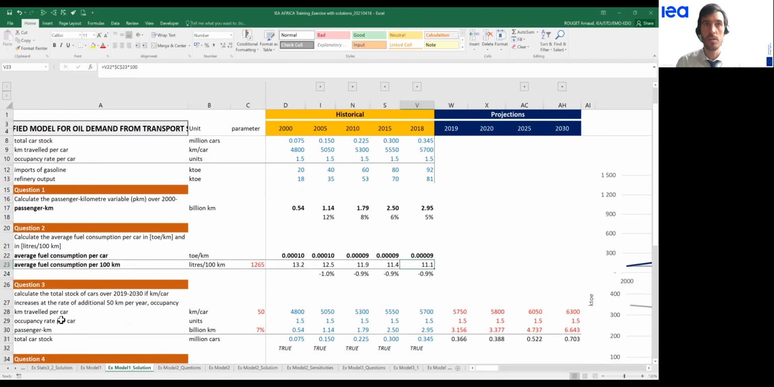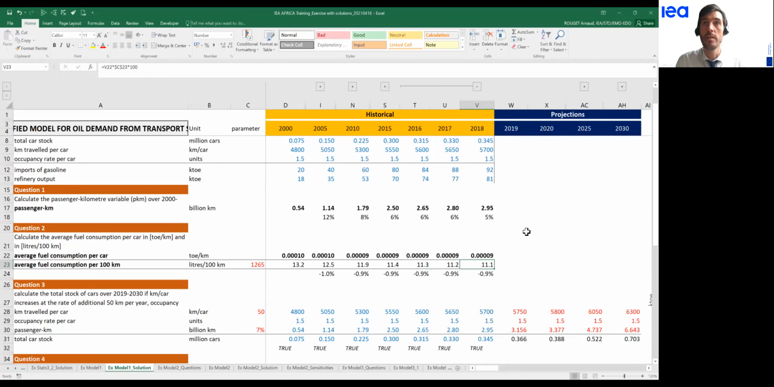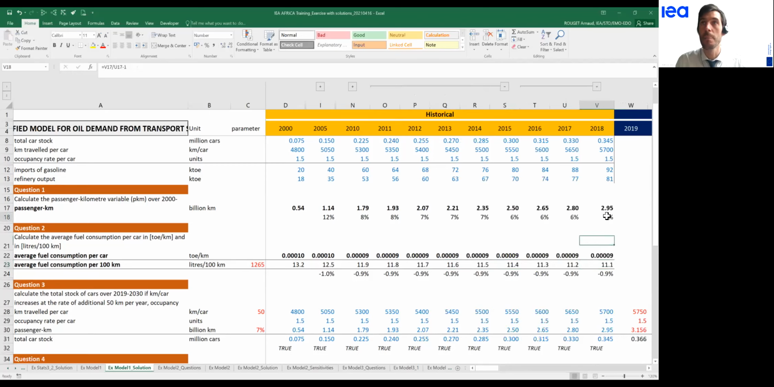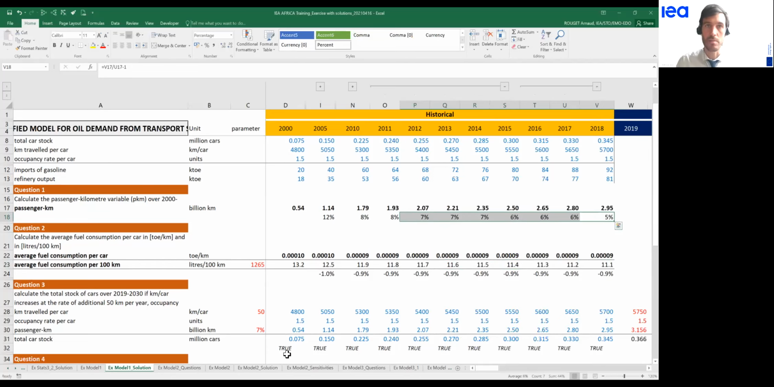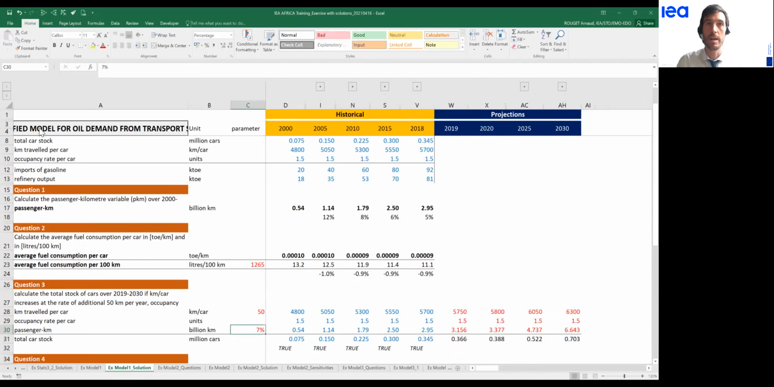But to make this calculation, we also need to take some assumptions, because the number of cars can be deducted from the passenger kilometer indicator we just discussed. And this passenger kilometer indicator, we have seen how it evolved over time. So if I expand every year, we have seen that over the last 10 years, it has grown at an average pace of 7%. So we will take a basic assumption that it will keep growing at the same 7% pace.